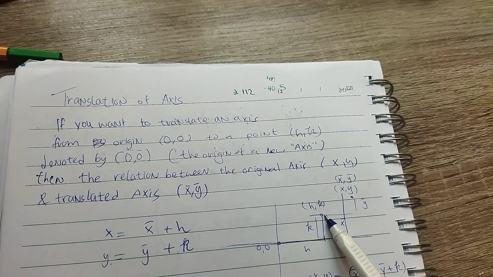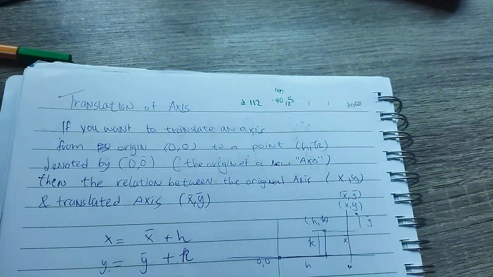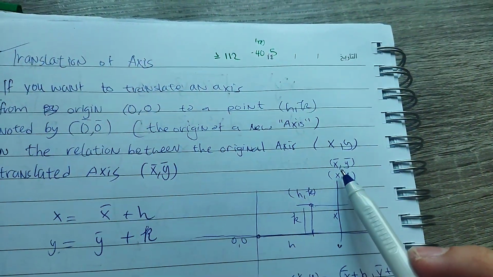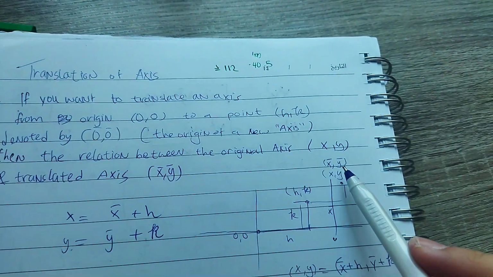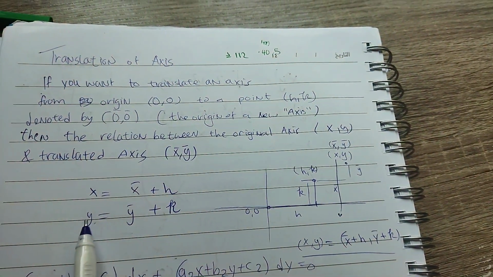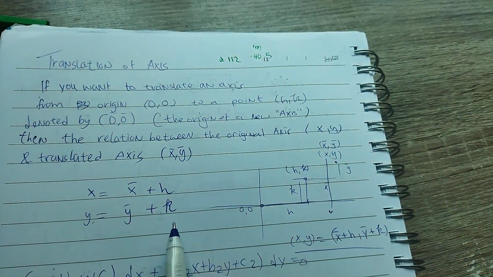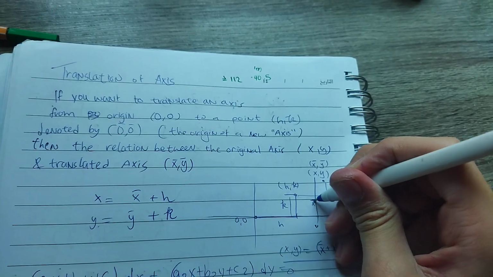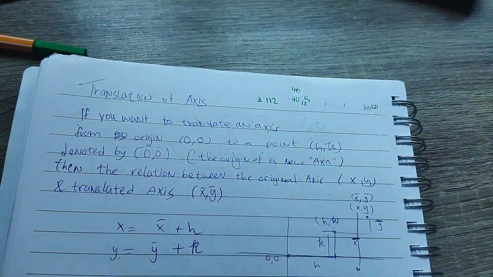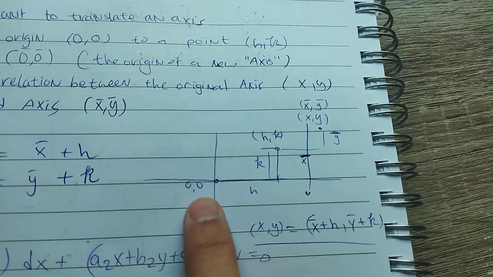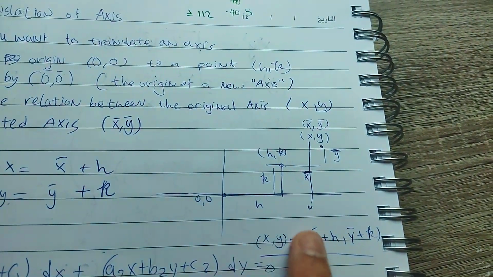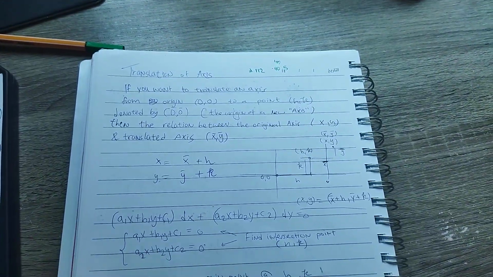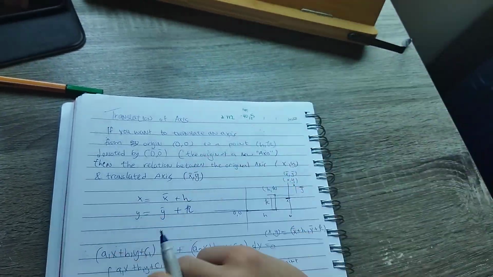We want that to be the origin of a new translated axis, such that a point relative to that axis has coordinates x bar and y bar. We get the relation over here that x equals x bar plus h and y equals y bar plus k, and you can see it pretty intuitively by the little drawing that I have over here. You can see that x is the h plus the x bar, and y is the y bar plus the k.